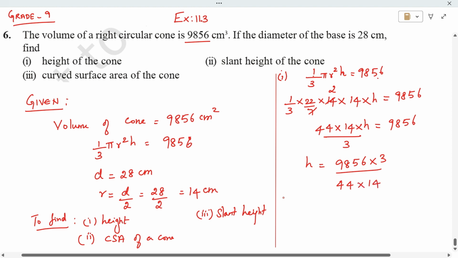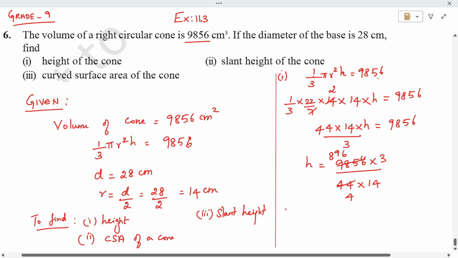Now I'm cancelling by 11 table. 11 times 4 is 44. 11 times 8 is 88. So the remainder will be 10, 105. 8 times 9 is 99. So remainder will be 6, so it becomes 66. So 11 times 6 is 66.